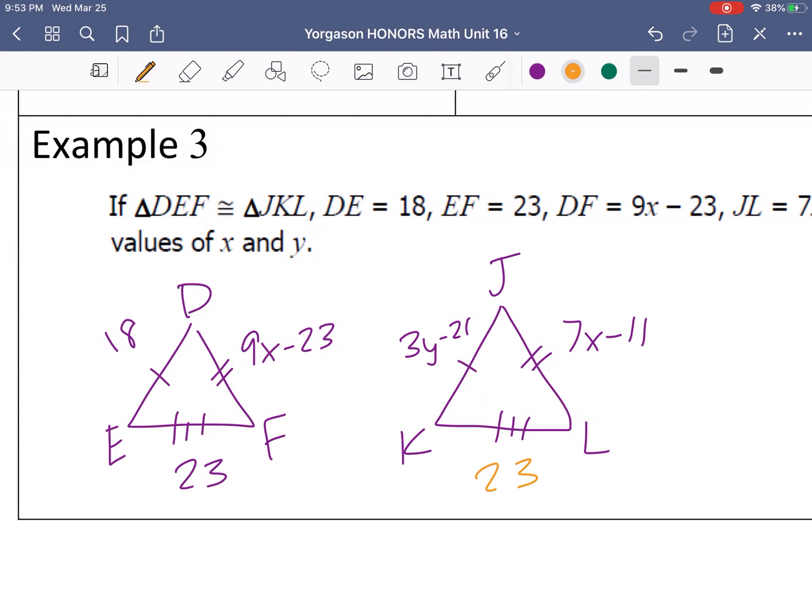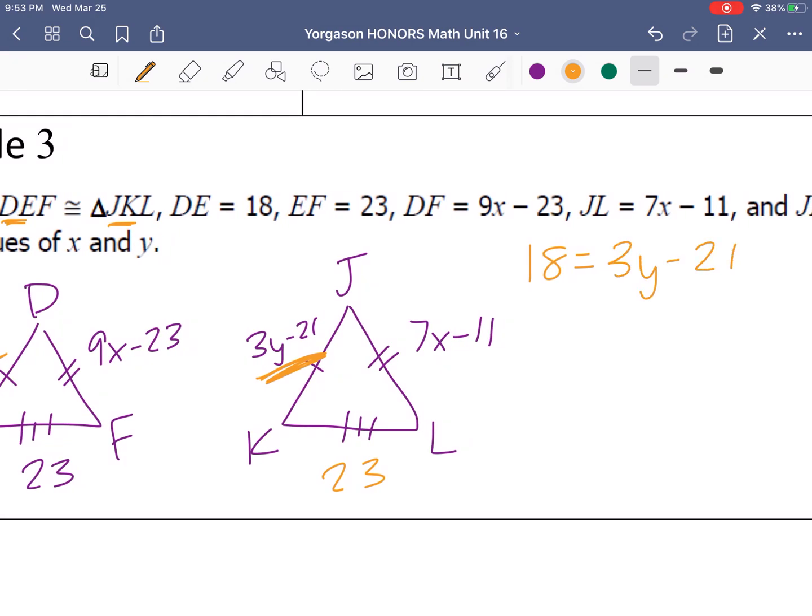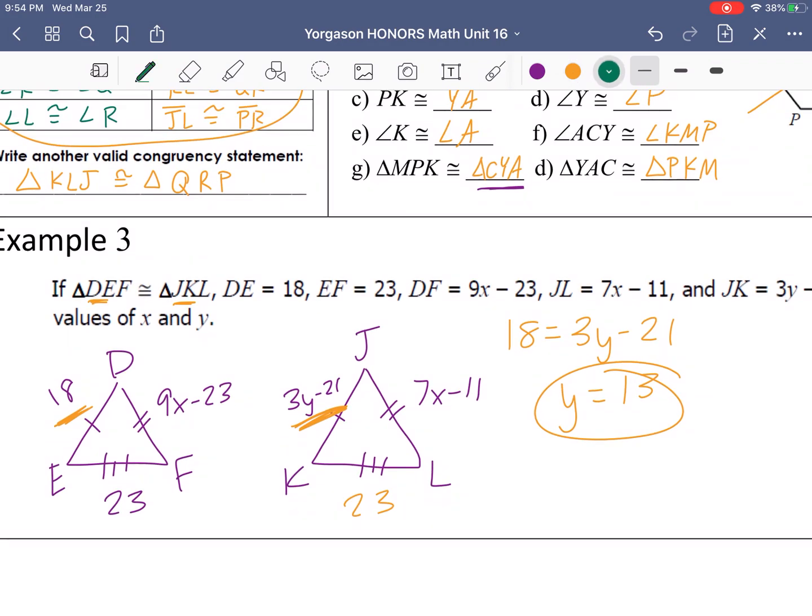So let's maybe solve for y first. We can set this expression equal to that one, because based on this statement, DE and JK are congruent. So we can say 18 equals 3y minus 21. I've already solved these, so I don't have to take our time doing this. It ends up being y equals 13. I think you guys can handle the algebra easily without me.